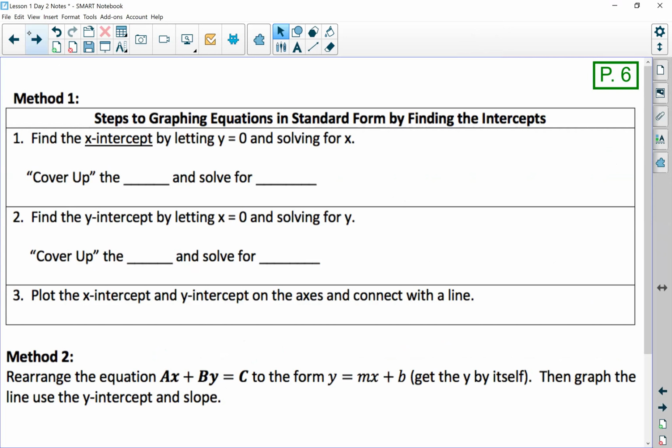So the first method, using the intercepts, sometimes called the cover-up method: we find the x-intercept by letting y equal 0 and solving for x. So we cover up the y and solve for x. Then for the y-intercept, we let x equal 0 and solve for y. So here we cover up the x and solve for y. And we'll certainly show you examples of this. Then you would plot the x-intercept and the y-intercept and connect with the line.